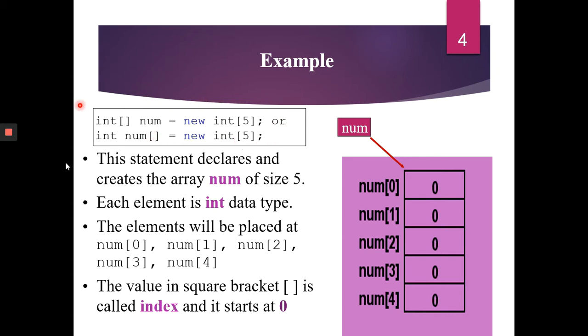So once you declare the array, what will happen in the memory location is that the array will be created, and the values inside the array will be the default values. For this example, we use an integer data type, so that is why the default value is 0. So these values will be 0 until you assign some value to the array.